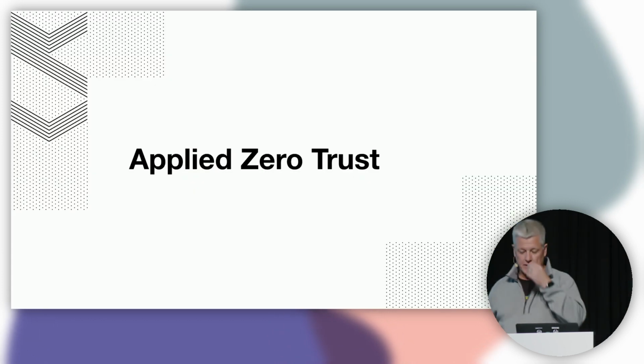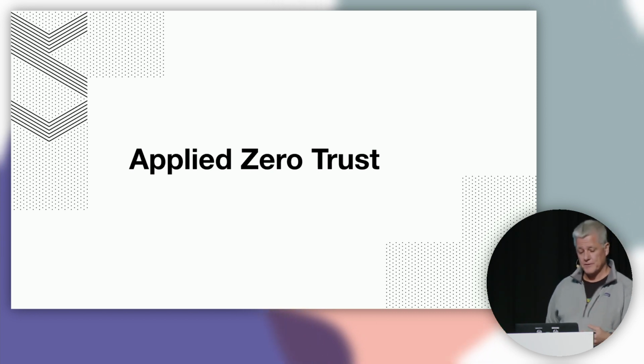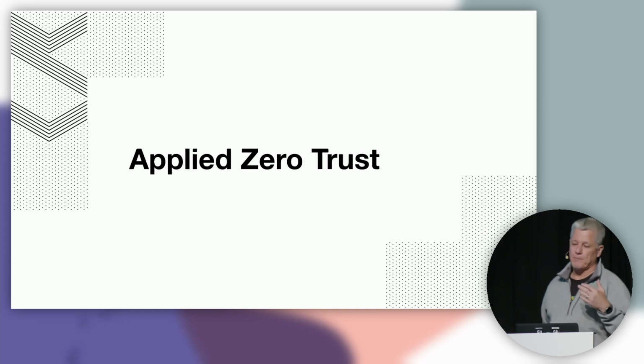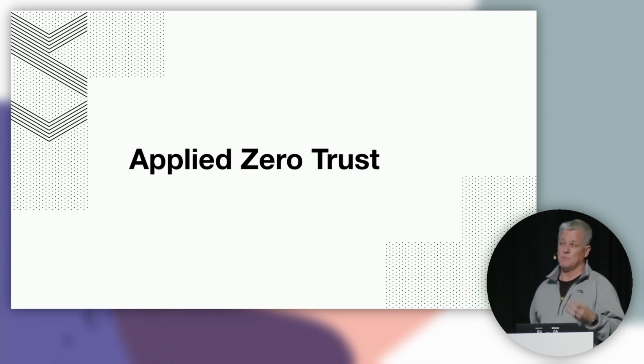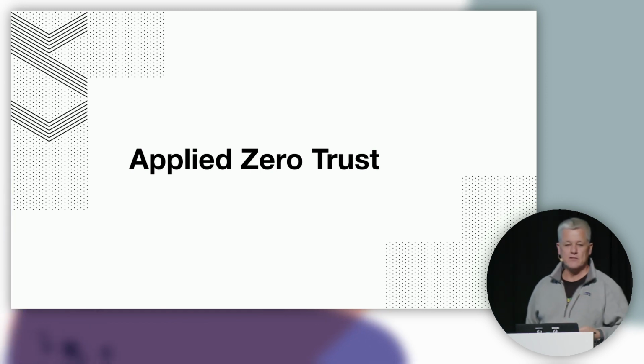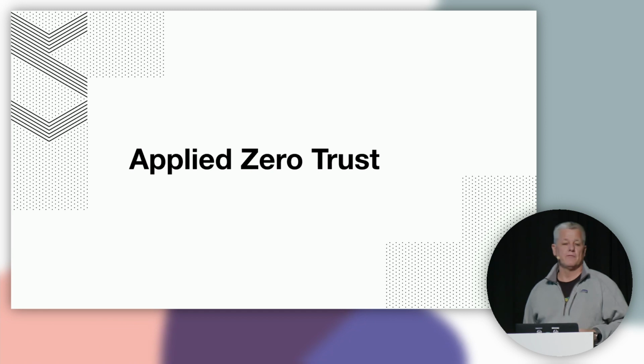So applied Zero Trust: how does one do Zero Trust? Applied Zero Trust has 3 pillars according to me. I kind of coined this phrase and I'm sticking with it. Sounds good, 3 is easy to count. The first one is the principle of least privilege.